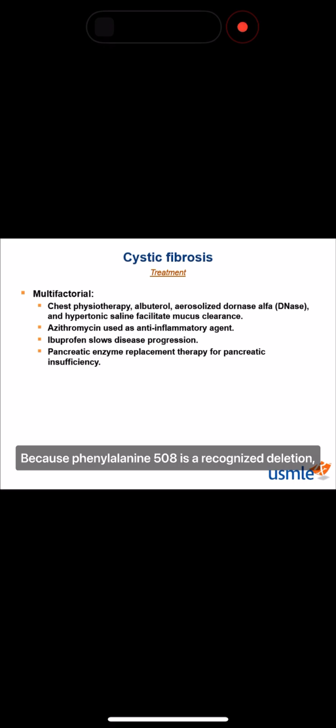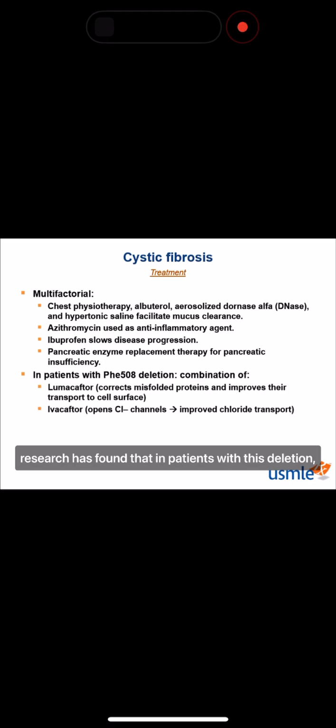Because phenylalanine 508 is a recognized deletion, research has found that in patients with this deletion, a drug combination works pretty well. Lumacaftor can correct misfolded proteins and improve their transport to the cell surface, and ivacaftor opens those chloride channels to improve chloride transport.